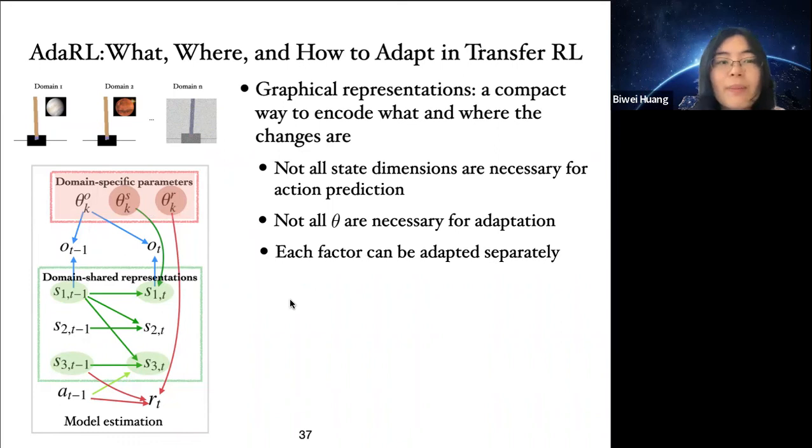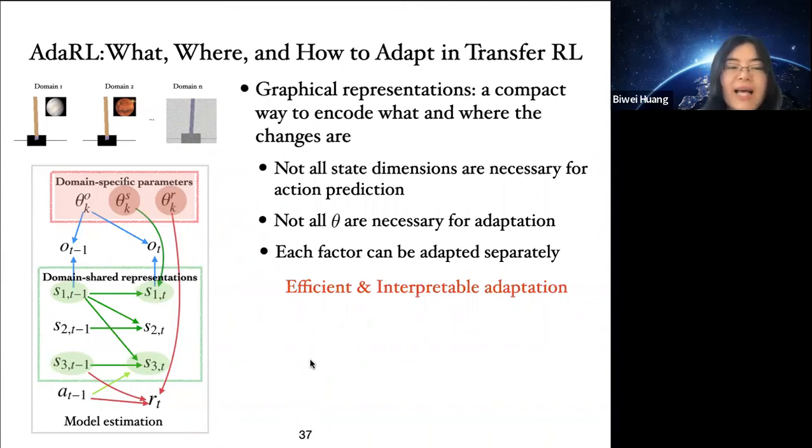In addition, with the property of modularity, each factor can be considered separately, which avoids the curse of dimensionality. So by explicitly leveraging this compact representation to encode the changes, the policy of how to balance the pole only changes with gravity in this example. So in a new domain, only a few samples are needed to estimate the low dimensional change factors. And then we can directly derive the optimal policy in the new domain. We can see that the graph knowledge provides us more interpretable and efficient adaptation.